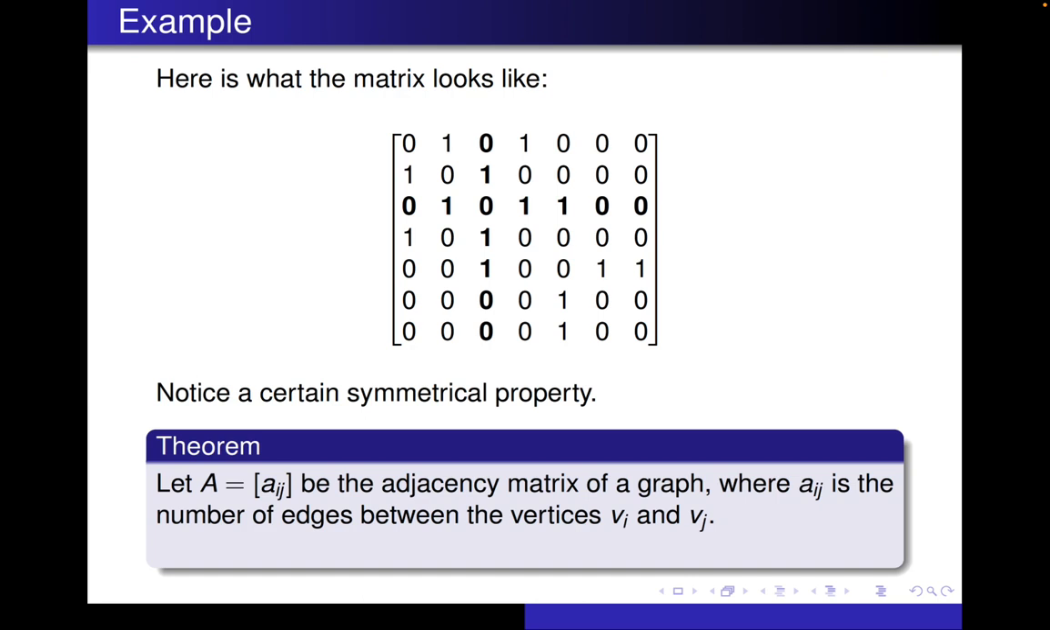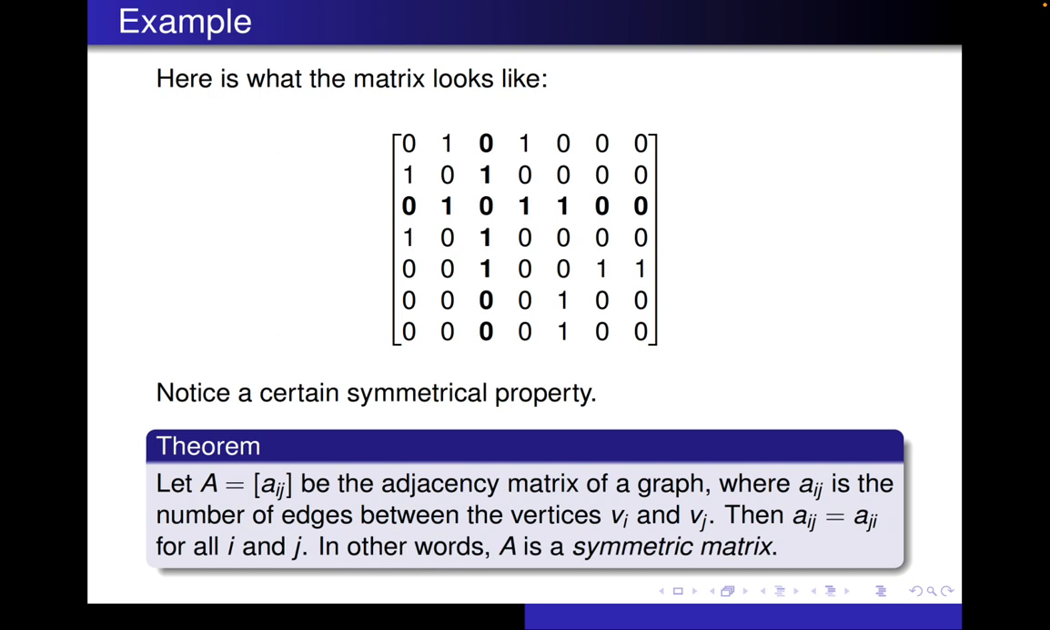So what that means is if we have a matrix A and Aij is the entry in row i and column j, and that's our adjacency matrix, then Aij, the entry in row i and column j, gives us the same value as we get in row j and column i. And as I mentioned before, that tells us that A is a symmetric matrix.